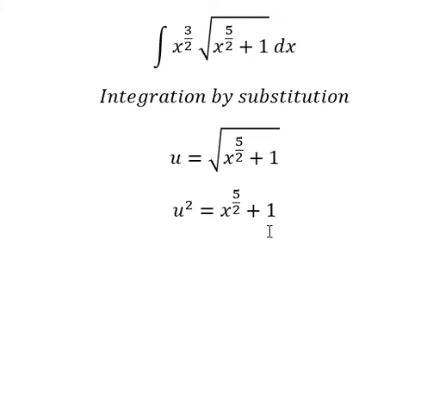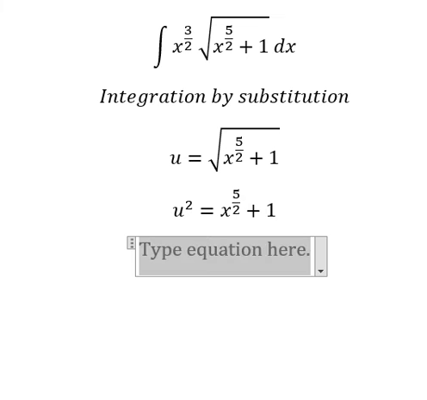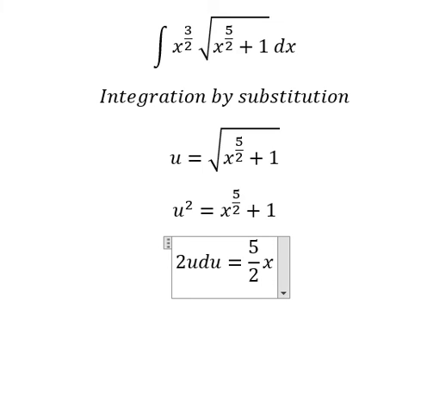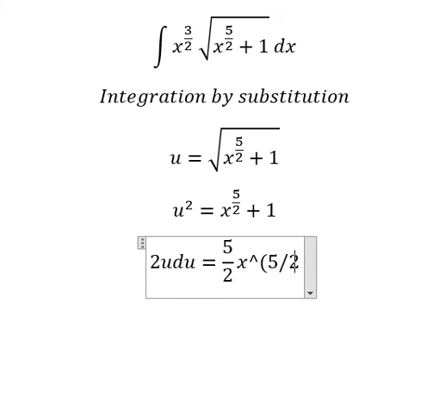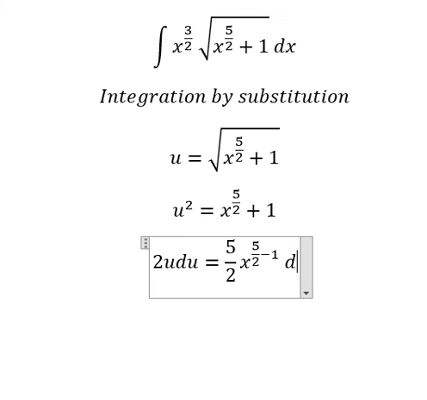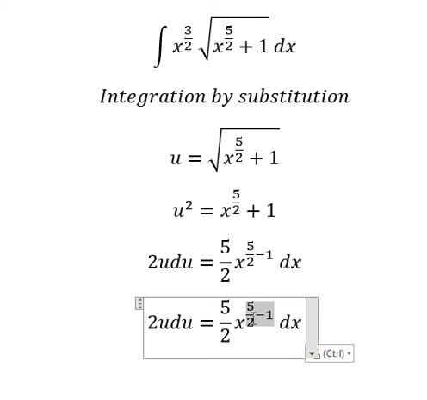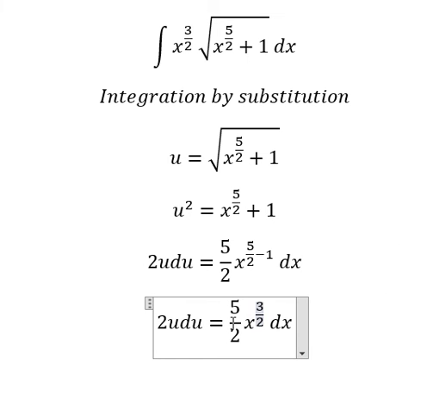Next, we need to first take the derivative of both sides, and we have 2u du equals 5 over 2 s to the power of 5 over 2 minus 1 dx. This is about 3 over 2. Because we don't have 5 over 2 in here, we divide both sides by 5 over 2. And we have 4 over 5.